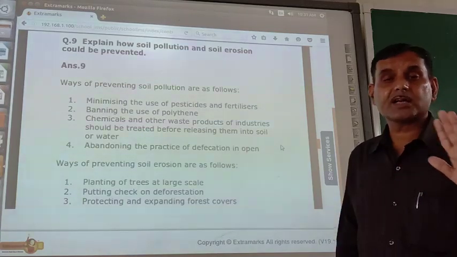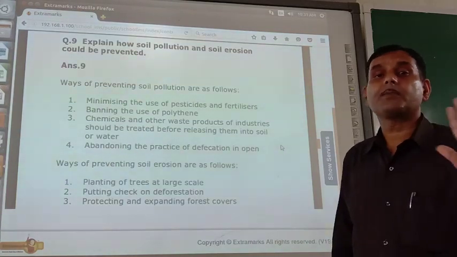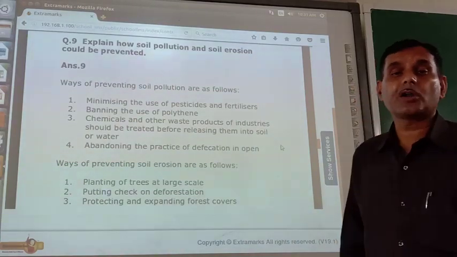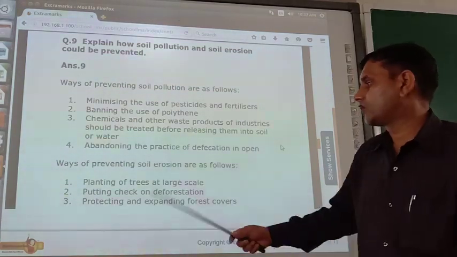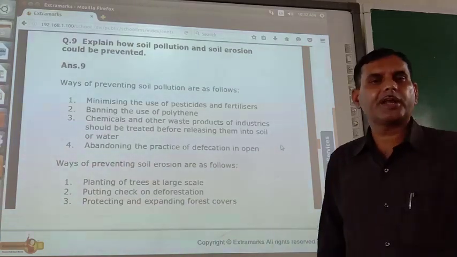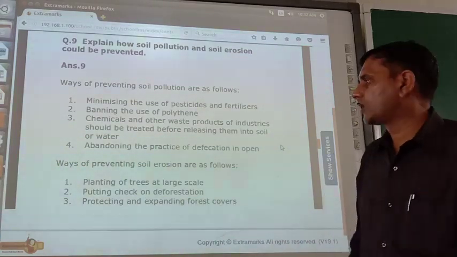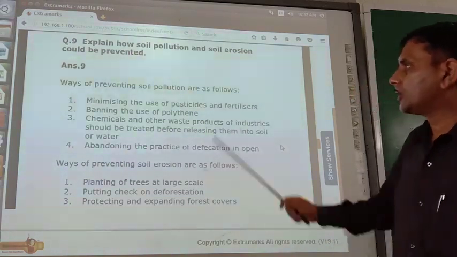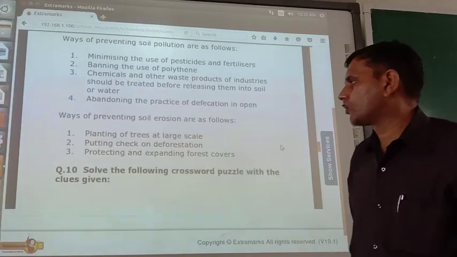Means forest cover should be proper. Forest cover should be increased. Plants should not be cut. Next one is protecting and expanding forest cover. So greenery should be improved. Then only soil erosion can be prevented. So now in this way question number 9 is also over.